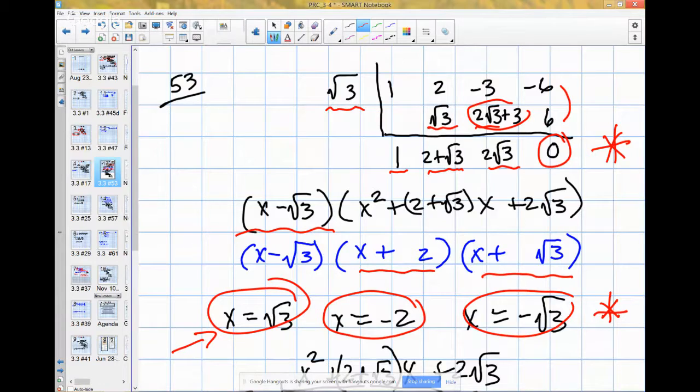I've got a quick question. Yes, go ahead. When you run the factors, why is the middle term like 2 plus the square root of 3? So why do you factor it? Why is it doubled? Why is it 2 plus the square root of 3 times x?